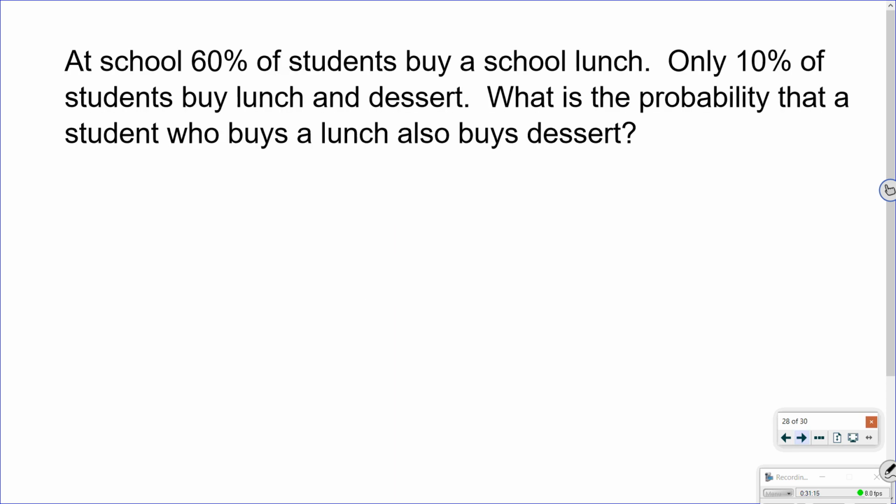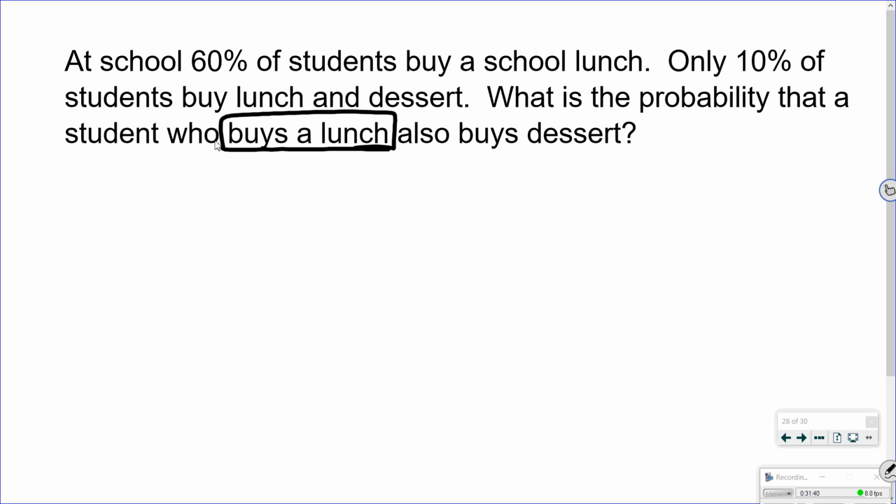Okay, let's try this one right here. It says at school, 60% of students buy a school lunch. Only 10% of the students buy lunch and dessert. What's the probability that a student who buys a lunch also buys a dessert? Okay, so this is important. It says a student who buys a lunch. That's given to us then. We're saying we're only looking at those that buy a lunch. What's the probability that they also buy a dessert?